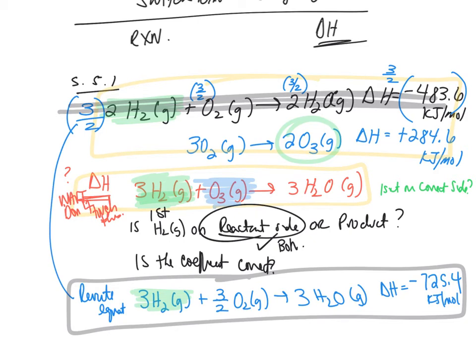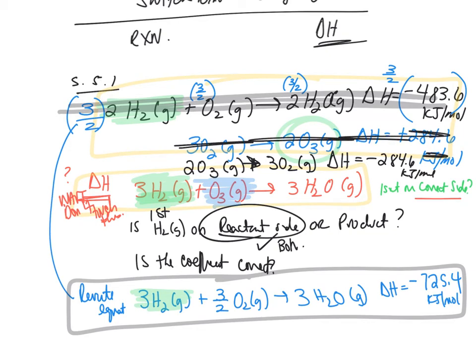You just manipulate these two equations and the delta H's. So what if I switch it? That's the first thing I want to do. So I'm going to switch this and I'm going to write 2 ozone gas goes to 3 oxygen gas. And then I've got to switch the delta H now to a negative 284.6 kilojoules per mole. Okay, so now I'm going to scratch that out. So now it's on the correct side. Okay, so now I have the ozone on the correct side, but does it have the correct coefficient?